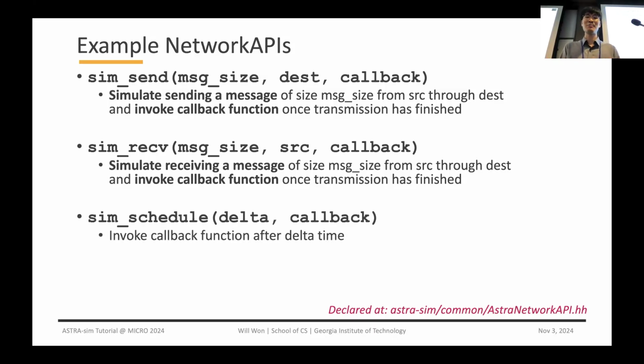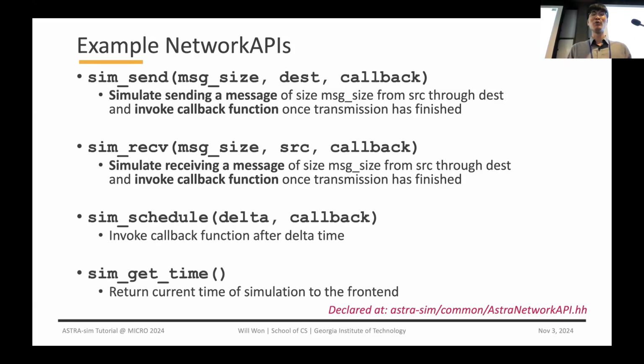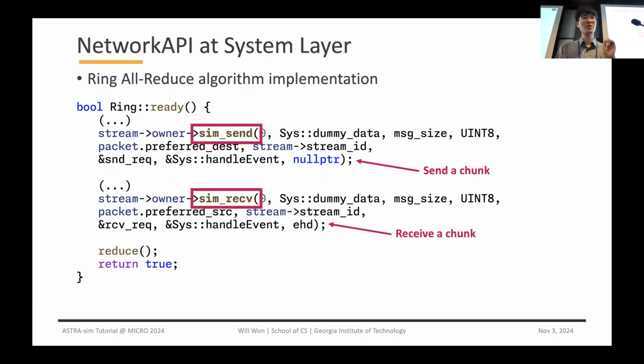And we also have this API called SimSchedule, which doesn't really simulate any of the network behavior. It just says, please call this callback after this delta time. There are also helper APIs such as SimGetTime, which is used by ASTRA-sim just to query which simulation time it is currently at. So this is how the system layer is actually implemented.